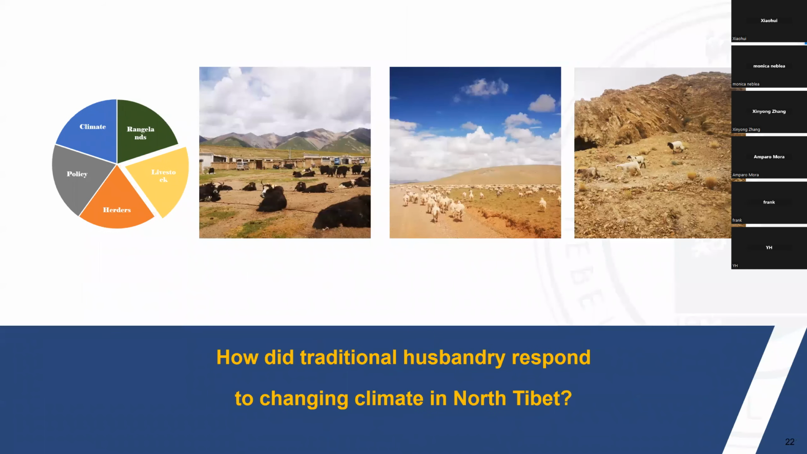So how does traditional husbandry respond to changing climate in North Tibet? There are 3 figures showing the different landscapes. In the meadows, the herders kept yaks mostly, and in the central part is the steppe, and the herders kept sheep and goats, but in the deserts, they nearly only keep goats.